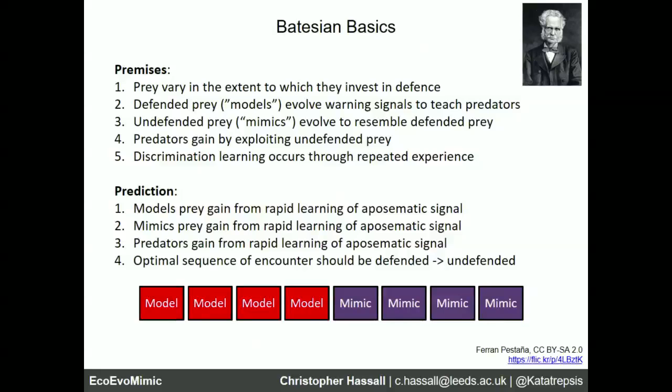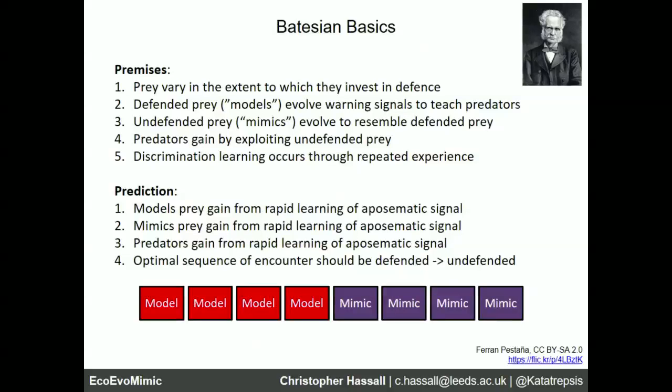If prey have a defense, then there is a tendency for them to evolve some kind of signal by which predators can learn to avoid that defense. We call that aposematism. We then have a series of undefended prey in the community that have a tendency to evolve similarity to that signal. We call those the mimics, so we have the models and the mimics. The predators gain by obviously avoiding the harmful models while exploiting the harmless mimics. And the discrimination between those different types of prey occurs through a series of iterative interactions with the prey community, whereby the predator learns to discriminate one from the next.